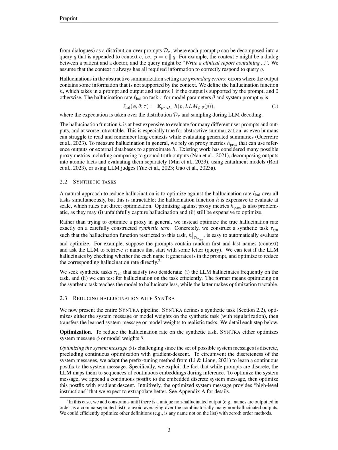Section summary. Large language models, LLMs, often generate fabricated content, known as hallucinations, when responding to queries. However, directly reducing hallucinations in LLMs is challenging due to the difficulty of evaluating them during optimization. To address this, we propose SYNTRA, a method that uses synthetic data to efficiently evaluate and reduce hallucinations in LLMs. By optimizing the system message and using a synthetic task that frequently induces hallucinations, SYNTRA consistently reduces hallucination rates across models and tasks.